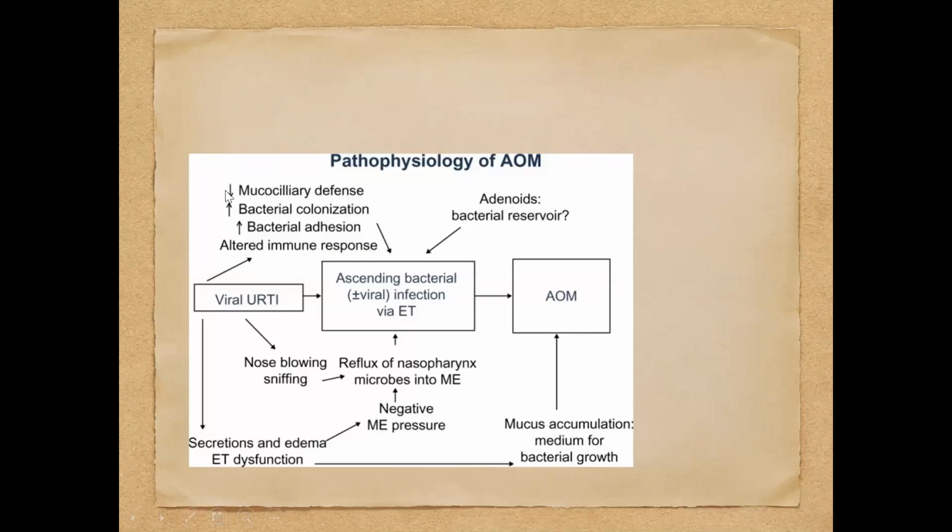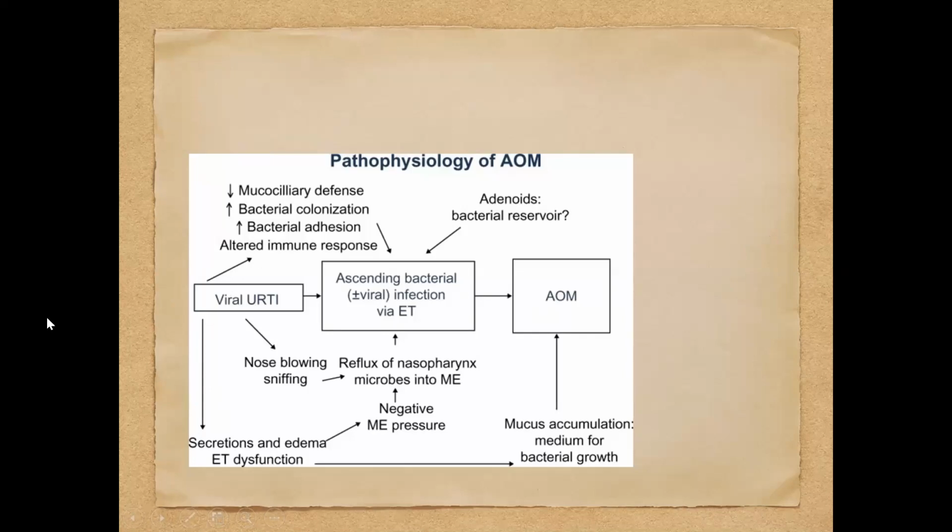As we have seen, mucociliary defects, as in passive smoking, lead to bacterial colonization, Streptococcus pneumoniae, bacterial adhesion, then an altered immune response, and then viral infection, which also affects that. Then we have ascending infection, which can also start from tonsillitis or adenoiditis. All these are reservoirs. They ascend through the eustachian tube to cause acute otitis media.